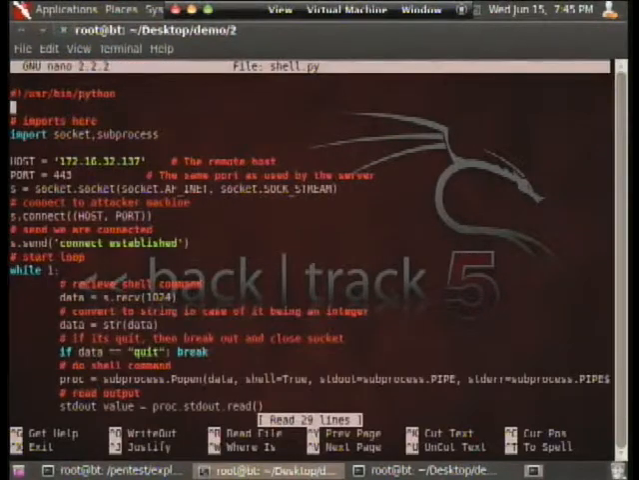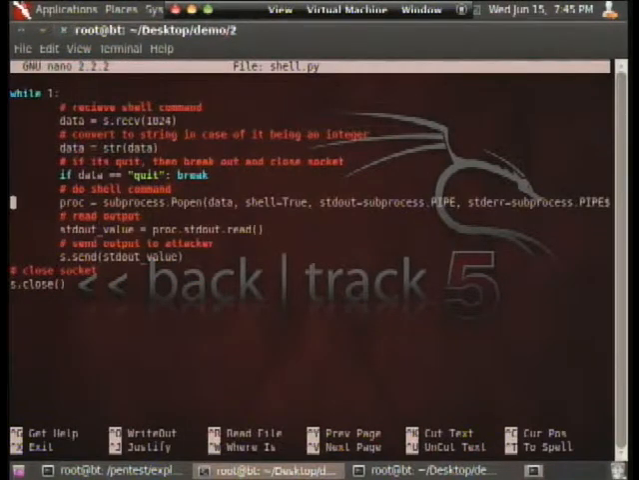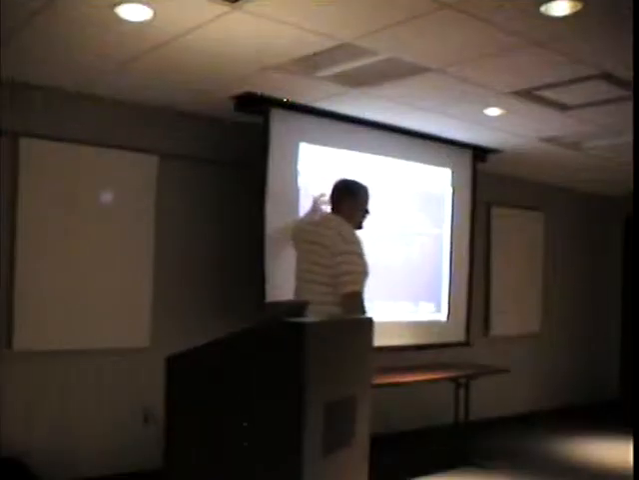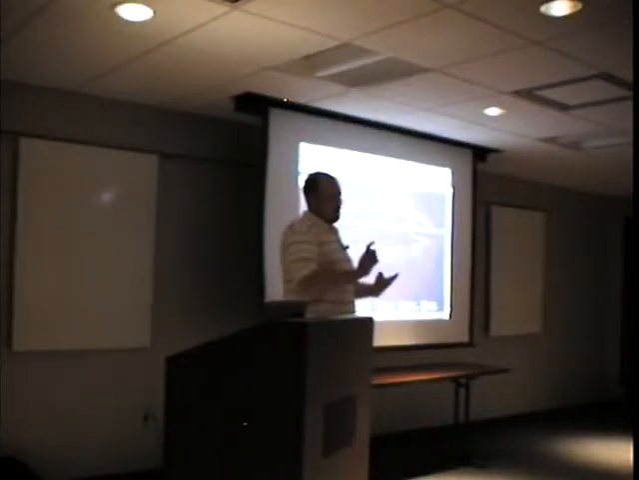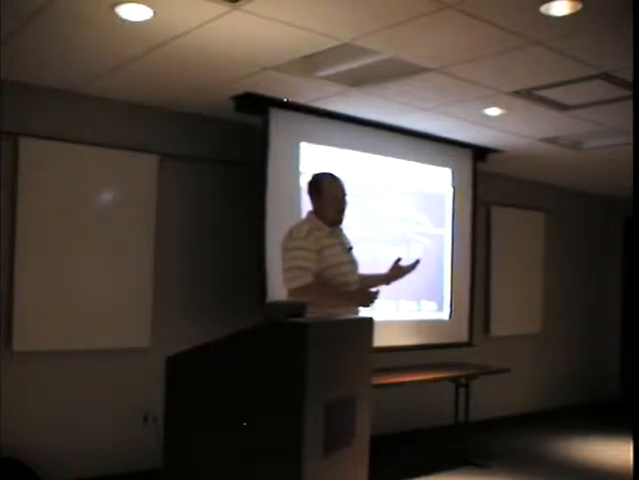This shell is really about 11 lines long, and about 9 without comments. The only thing that's changed here is we receive some data, we convert that data to a string, and if the data is equal to quit, break, so it exits out and closes the socket. But what we do here is call proc equals subprocess.popen, which is Python's version of executing shell commands. What's interesting is this 11 lines of code will work on Linux, on OS X, and on Windows. So it's a universal payload.